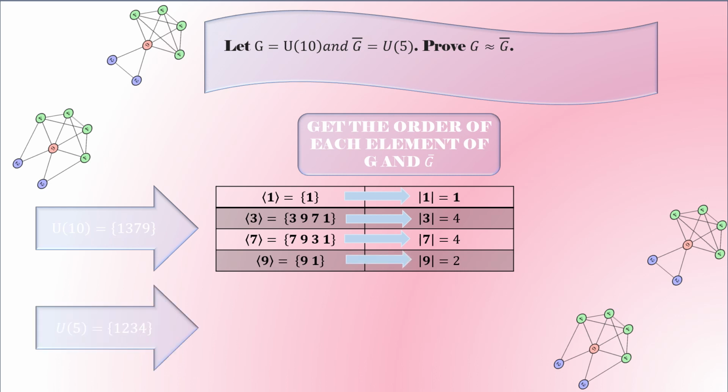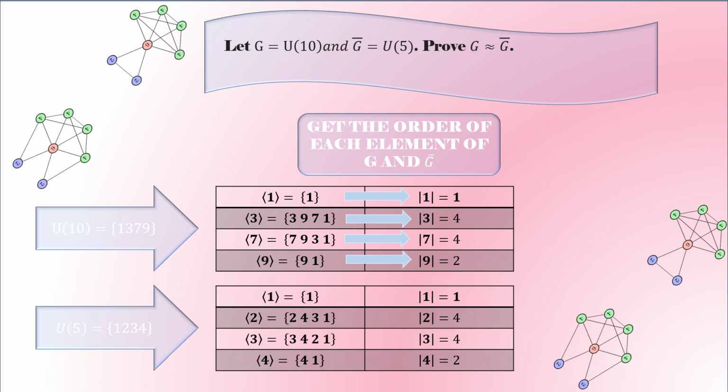Next, U5 is equal to 1, 2, 3, 4. Generator 1 has 1 element, therefore the order of 1 is equal to 1. Generator 2 has 4 elements, therefore the order of 2 is equal to 4. Generator 3 has 4 elements, therefore the order of 3 is equal to 4. Generator 4 has 2 elements, therefore the order of 4 is equal to 2.